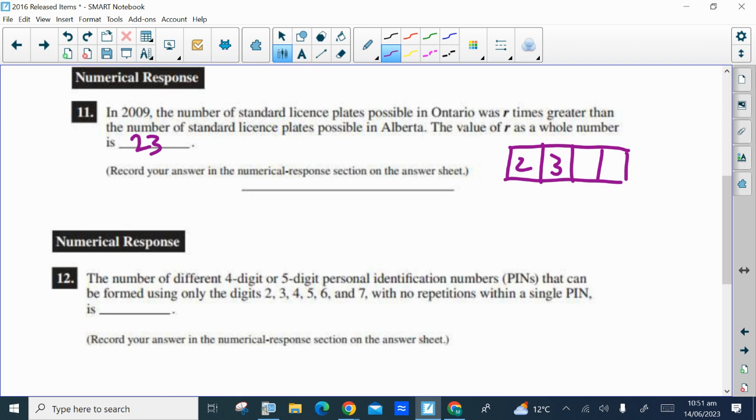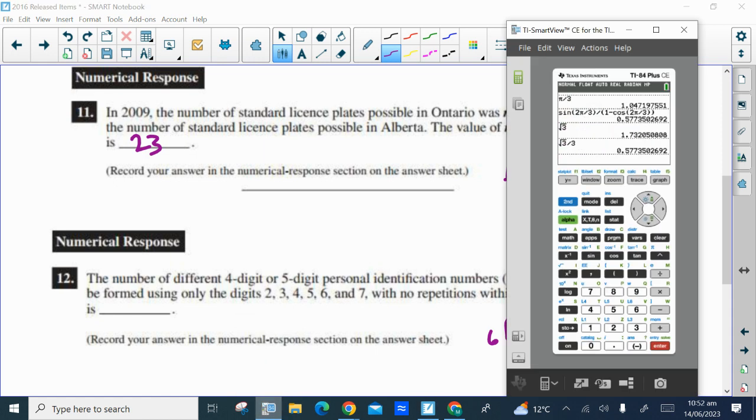Number 12: the number of 4 or 5-digit pins that can be formed using only digits 2, 3, 4, 5, 6, 7 with no repetition within a single pin is what? So remember, the word "or" means to add, and obviously order matters, so we're going to use permutations here. So you have 6 digits to choose from, so it's either going to be 6P4 or 6P5. When you use permutations, you're saying that order matters and repetition is not allowed.